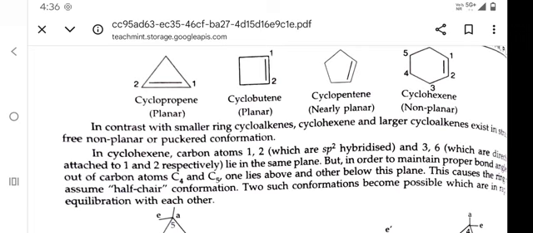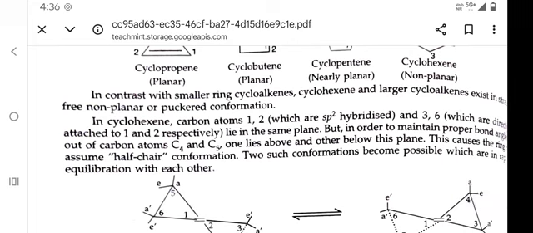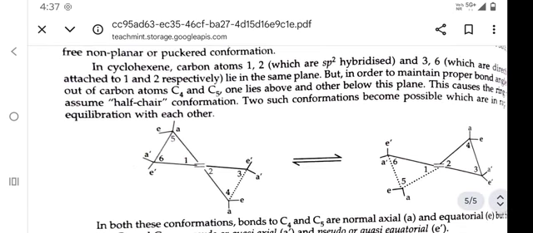In contrast with the smaller ring cycloalkenes, cyclohexene and larger cycloalkenes exist in a strain-free non-planar or puckered conformation. In cyclohexene, carbon atoms 1 and 2, which are sp2 hybridized, and 3 and 6, which are directly attached to 1 and 2 respectively, lie in the same plane. But in order to maintain the proper bond angle, out of carbon atoms C4 and C5, one lies above and the other below the plane. This causes the ring to assume the half chair conformation. Two such conformations become possible, which are in equilibrium with each other.